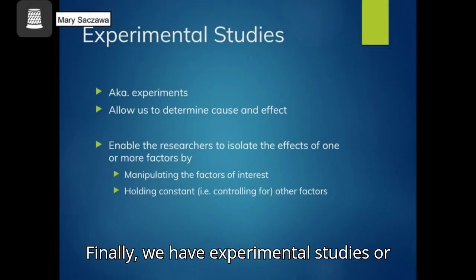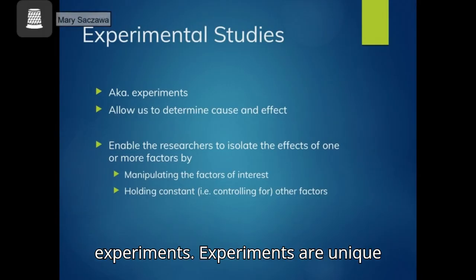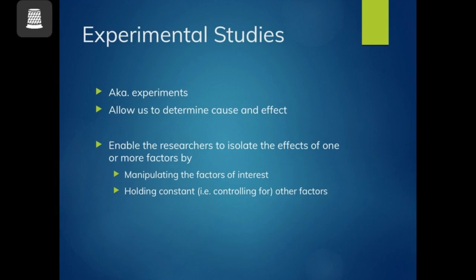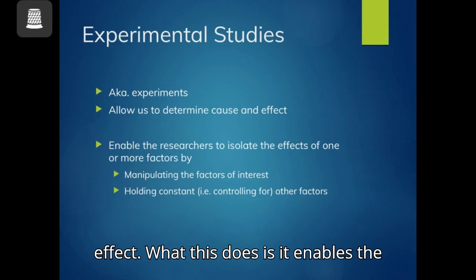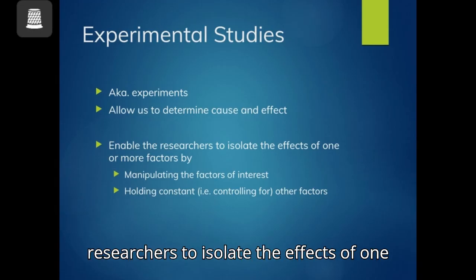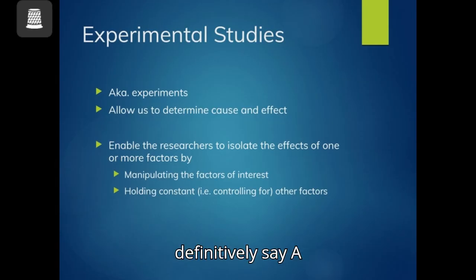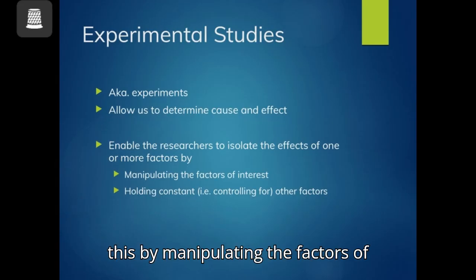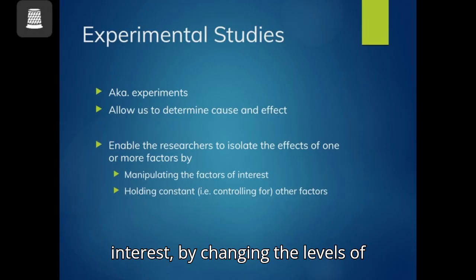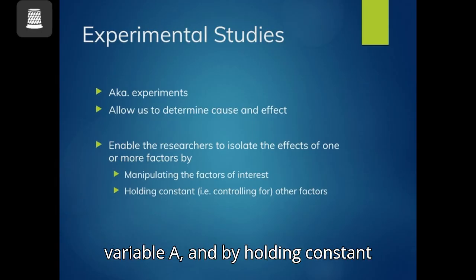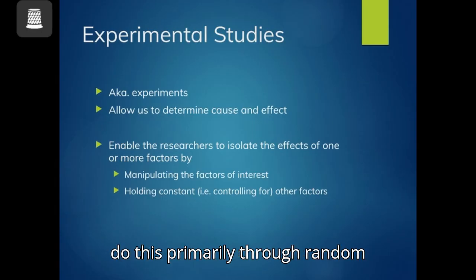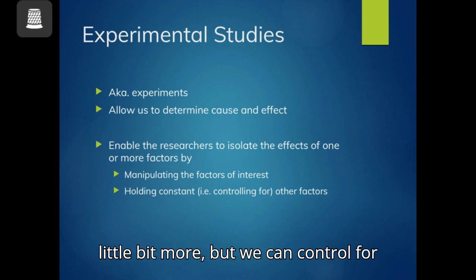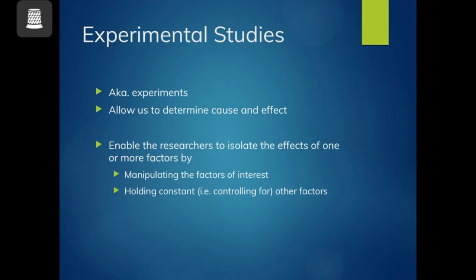Finally, we have experimental studies or experiments. Experiments are unique compared to all of the other methods that we've talked about because experimental studies allow us to determine cause and effect. What this does is it enables the researchers to isolate the effects of one or more factors. So to definitively say A is caused by B. Now, we can do this by manipulating the factors of interest, by changing the levels of variable A, and by holding constant or controlling for other factors. Now, we do this primarily through random assignment, which I'll talk about a little bit more, but we can control for other things as well.